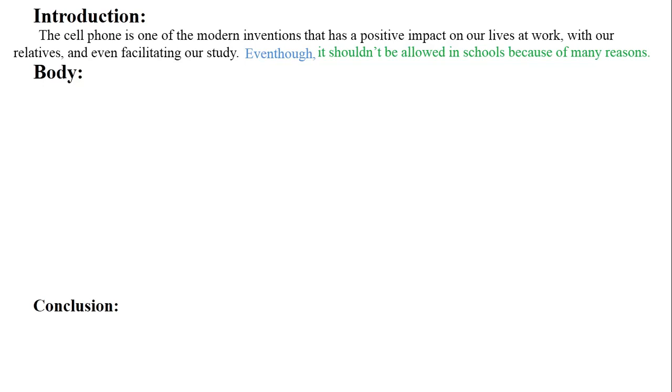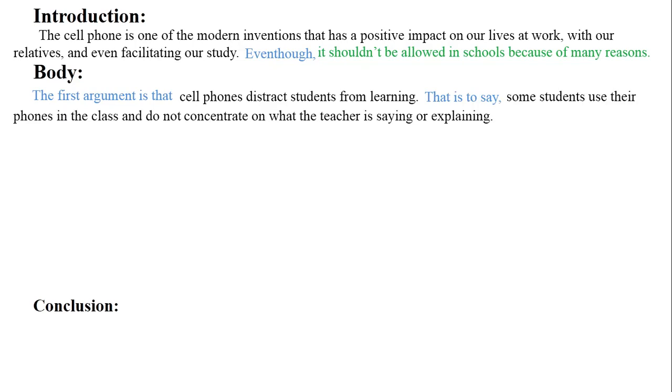Okay, to introduce the first argument, I use certain expressions like: the first argument is that cell phones distract students from learning. This is the first argument. Okay, now I need to explain this argument. I use a linking word of explanation like, very good, that is to say, some students use their phones in the class and do not concentrate on what the teacher is saying or explaining. This is one explanation of our first argument.